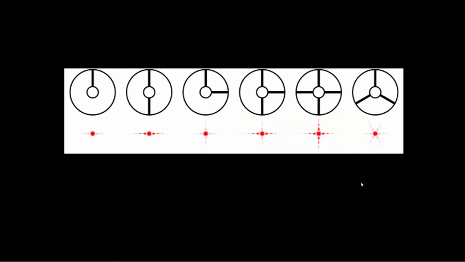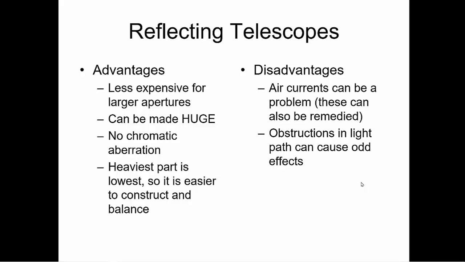Here's some different configurations of mirror supports and the diffraction patterns that they would cause down below there. So you don't have to worry too much about this, but just be aware the diagonal mirror supports can cause diffraction patterns and make some images look a little weird.